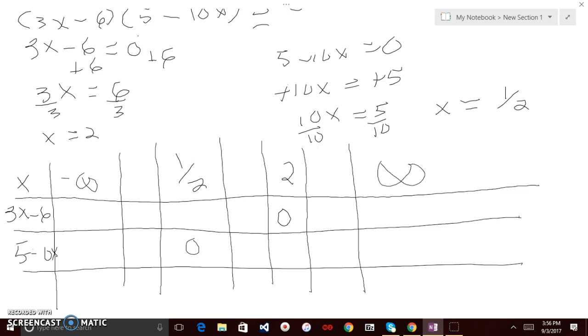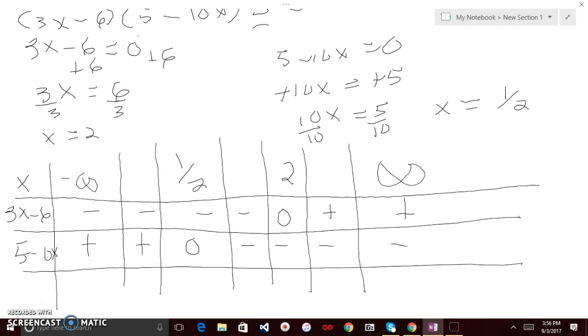So if you put in a number greater than 2 into 3x minus 6, for example 3, you get 9 minus 6. That's great. That's a positive number. So everything from here on is positive, and everything to the left of the 0 is going to be negative. Same logic for 5 minus 10x. If you put a number in greater than 1/2, for example 1, that's 5 minus 10, that's a negative. So everything to the right of the 0 is negative, everything to the left is positive.